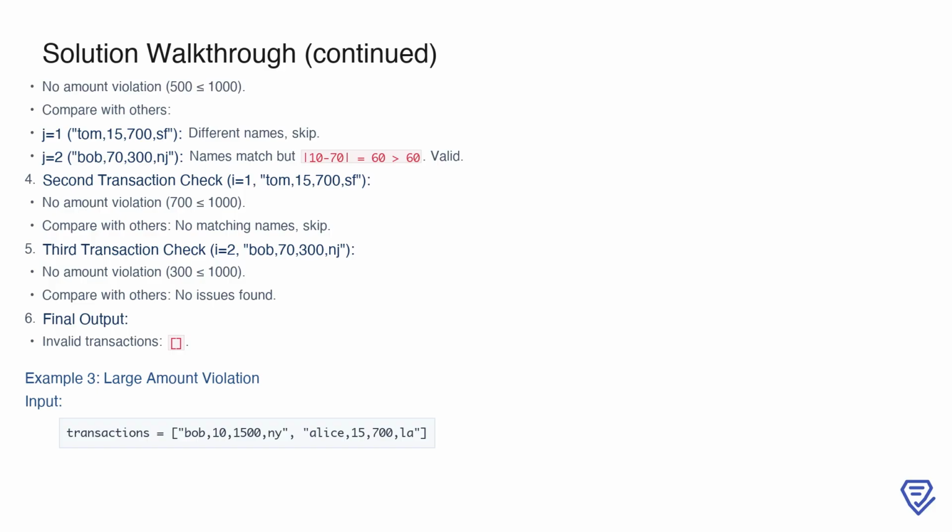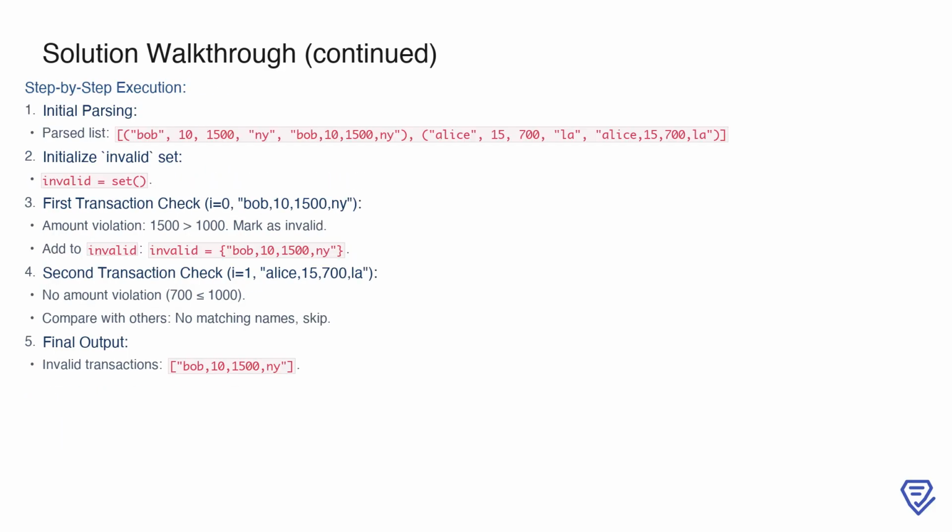Now, let's examine a scenario where a large transaction amount causes a violation. In this example, the input consists of two transactions, Bob 10,1500 New York and Alice 15,700 lot. After parsing, we obtain a structured list, and the invalid set is initialized as empty. For the first transaction, Bob 10,1500 New York, the transaction amount exceeds 1,000, which is a direct violation. Therefore, this transaction is marked as invalid and added to the invalid set.